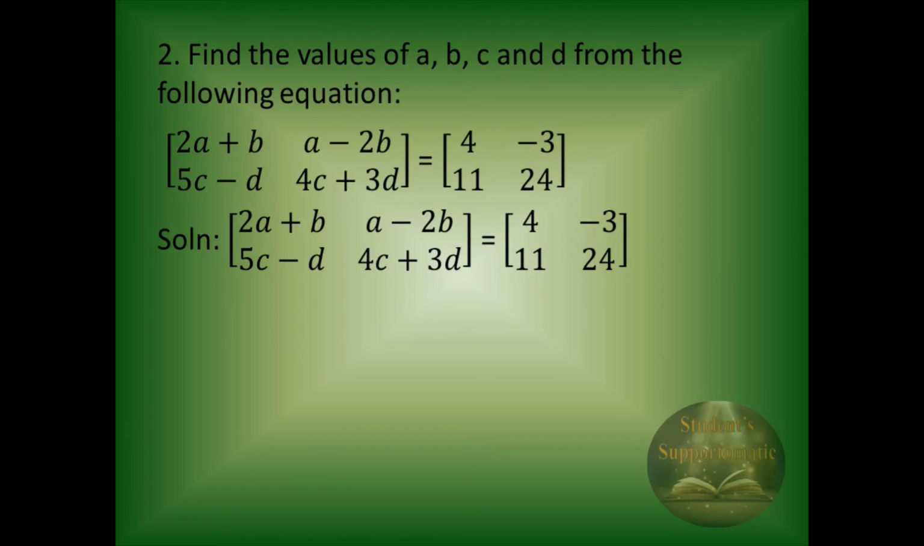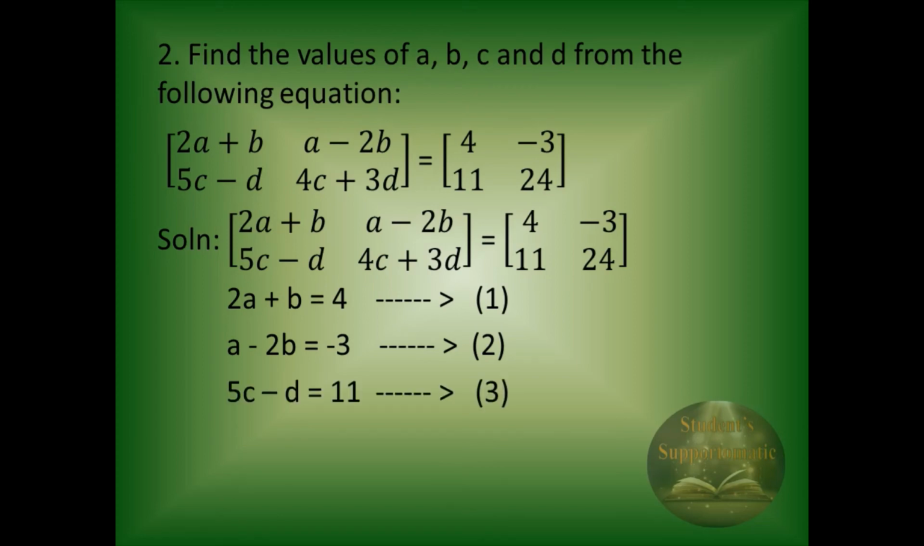Okay, so the solution: first we write the given matrices as they are, then by comparing the corresponding elements we get 4 equations. 2a plus b is equal to 4 and a minus 2b is equal to minus 3, 5c minus d is equal to 11 and 4c plus d is equal to 24. This is equation 4. Each equation is denoted as equation 1, 2, 3 and 4. Now we'll solve these equations.